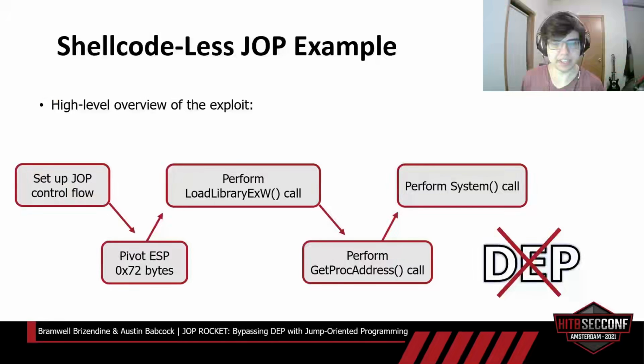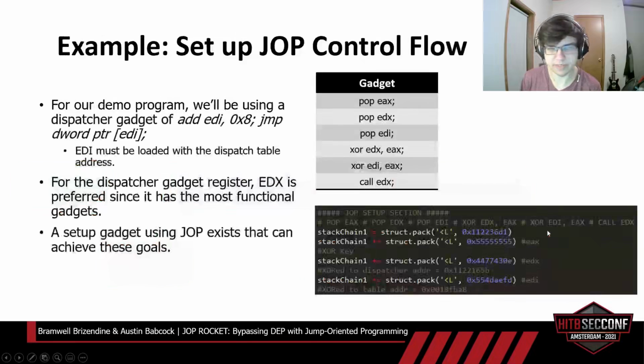So I'll be taking you through an example of the shellcodeless JOP technique. We're going to look at an example exploit here. For an overview of our exploit, we're going to set up our JOP control flow. We're going to pivot ESP, then we're going to perform 3 function calls. LoadLibrary is going to give us a handle to the MSVCRT DLL. We're going to use that handle with GetProcAddress to get the address of a certain function within that DLL, and then we'll perform that call in order to perform a Windows command line command. And we'll see what that command is during the demo.